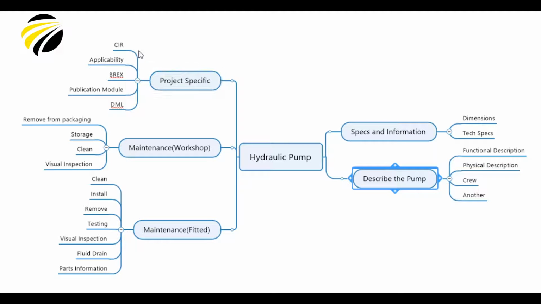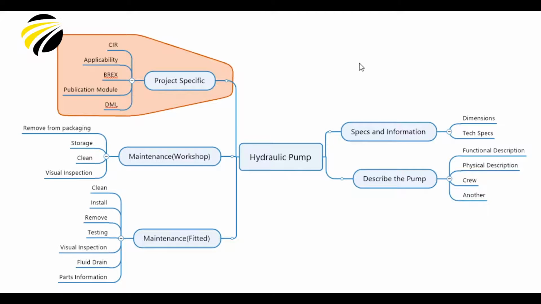Now, we also have to be aware at this level up here, we have to be cognizant of the fact that we might be required to produce something that's external to the actual component itself. And what I mean by that is we may be asked to produce some CIRs. We may be asked to produce some applicability tables. We might be asked to actually include some Brex information. We might be asked to create a publication module. This is outside of the scope of content that we would produce traditionally for our component, but there may be some actual S1000D requirements placed on us by the project that we need to be aware of.